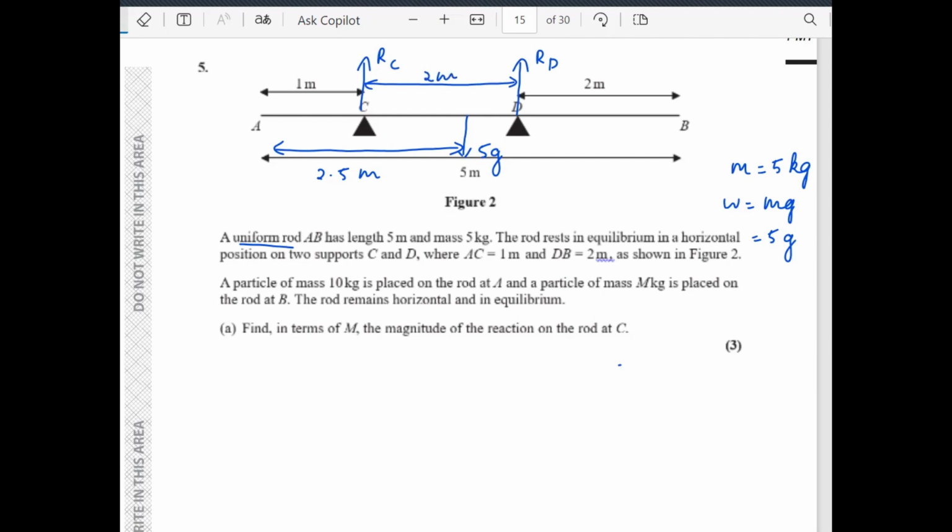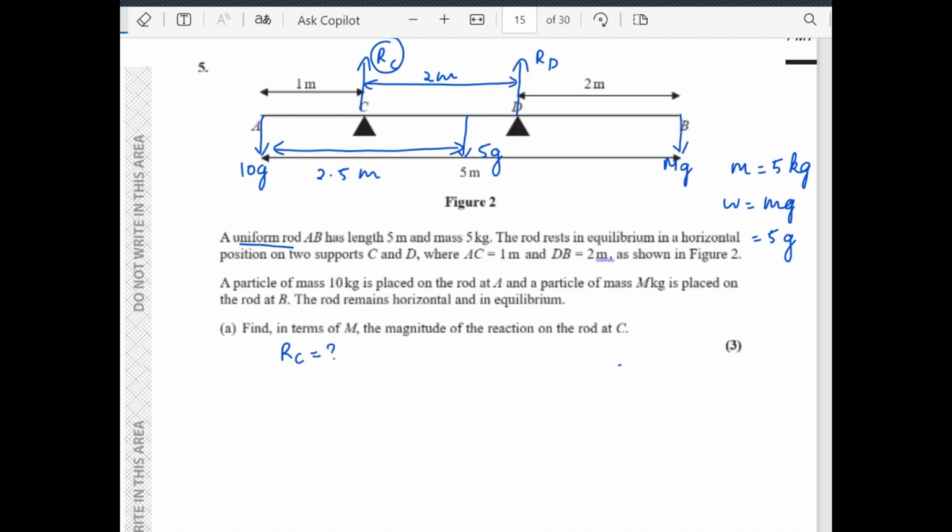A particle of mass 10 kg is placed on the rod at A. So at A, we have a particle of mass 10 kg, so the weight acting will be 10g. And a particle of mass m kg is placed on the rod at B. So at B, we have a particle of mass m, so weight will be mg. Find in terms of m the magnitude of the reaction on the rod at C. So the reaction at C is what they're asking, that means we need to find out what RC is.